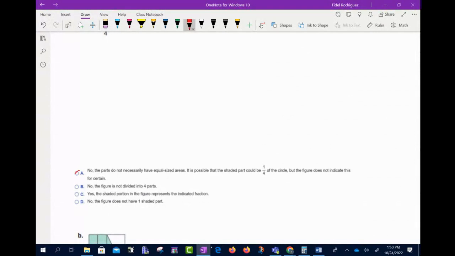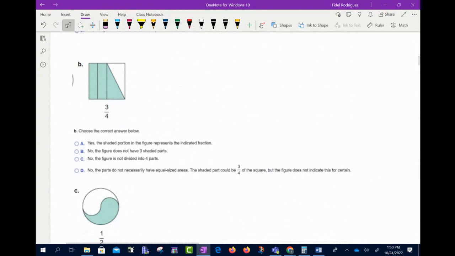So I would actually go with part A. No, the parts don't necessarily have equal sizes, and it's possible that it's 1/4, but it doesn't necessarily indicate it for certain. Okay. Now, when I look at part B, you might say, well, look, they're not cut up into 4 equal pieces, but let's go slow.